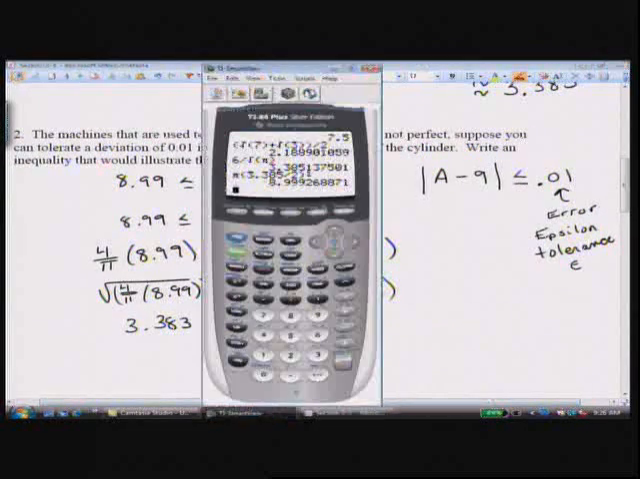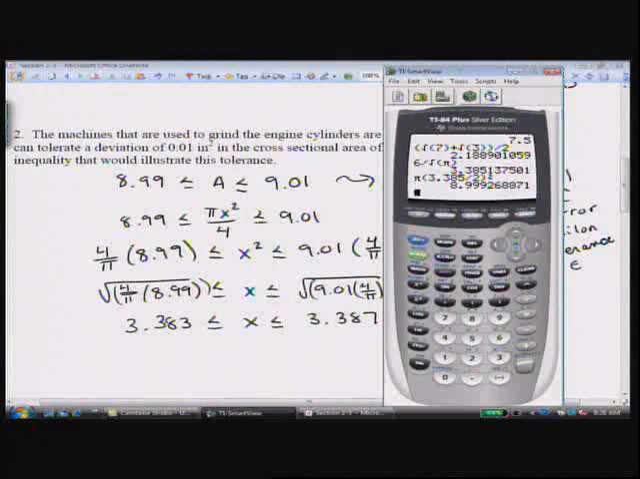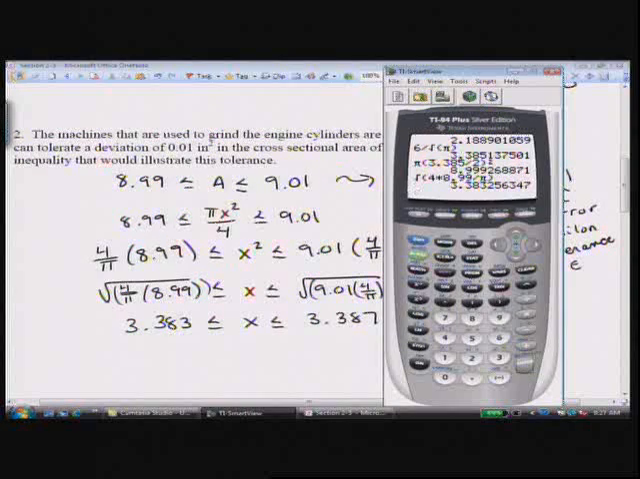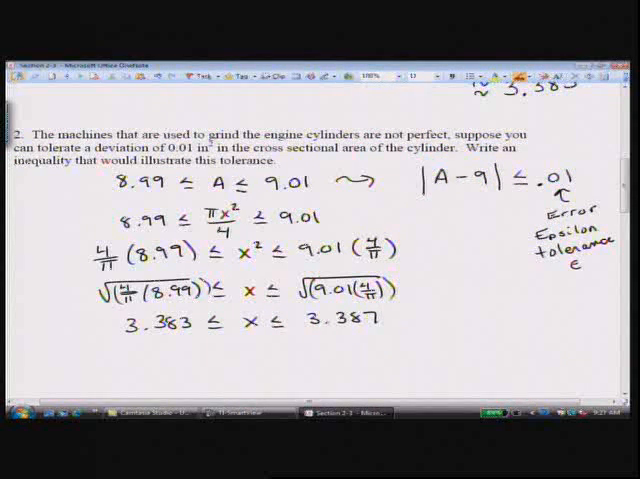I'll show you, if I do second square root, because this is a product and division, I can just do 4 times 8.99 divided by pi. I could actually do 4 divided by pi times 8.99 without any parentheses, and the calculator would know what to do, but it feels uncomfortable to students, I think. But anyway, there's my 3.383, and then the same on the other side. So that's my approximation.